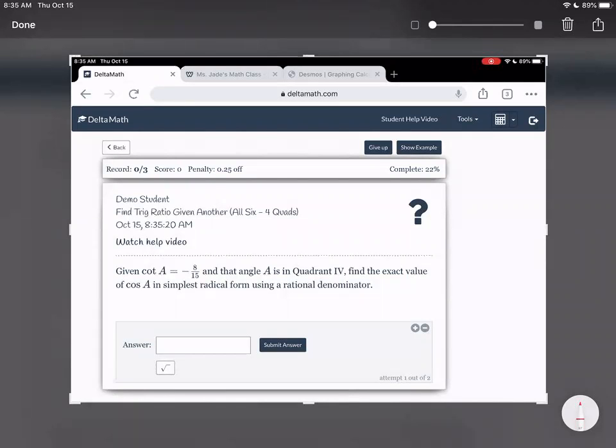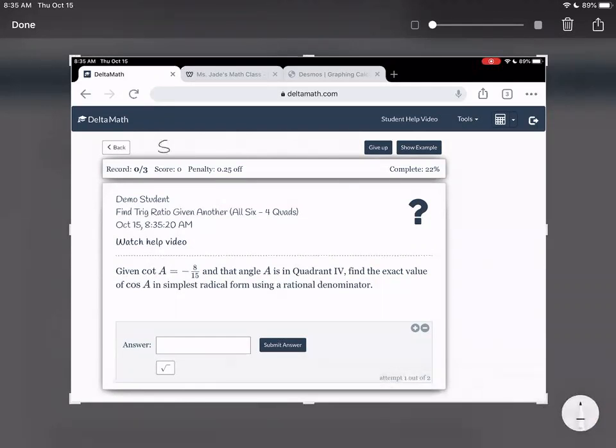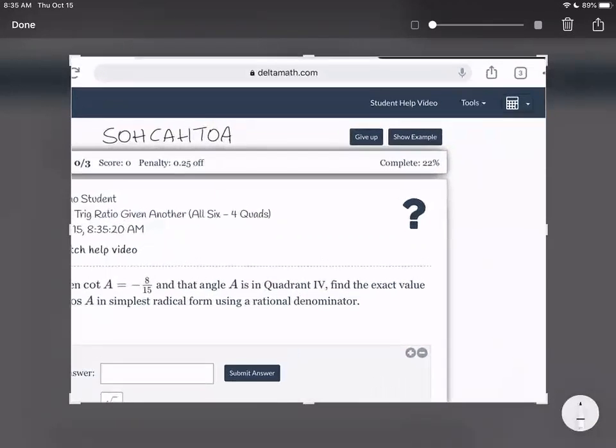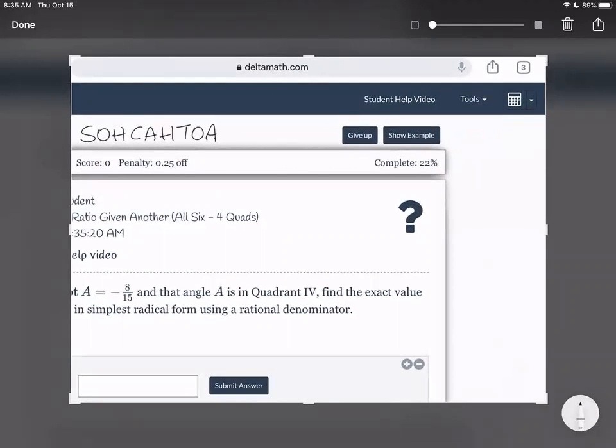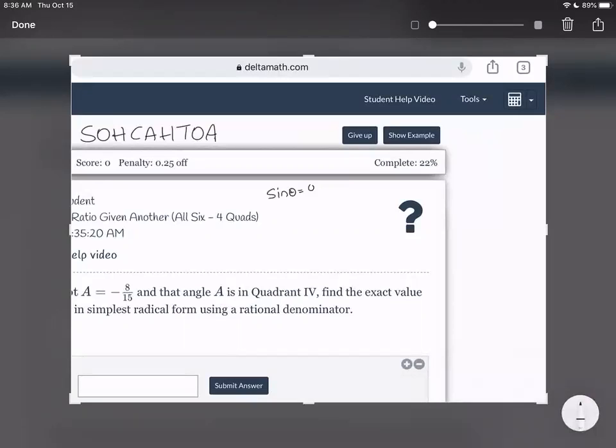This section is so similar to the last one. I'm not going to do as many examples, but I will remind you what the other three trig ratios are. According to SOHCAHTOA, I'll write it over here where I find space. Okay, so we know that sine is opposite over hypotenuse, according to the SOH of SOHCAHTOA, okay?